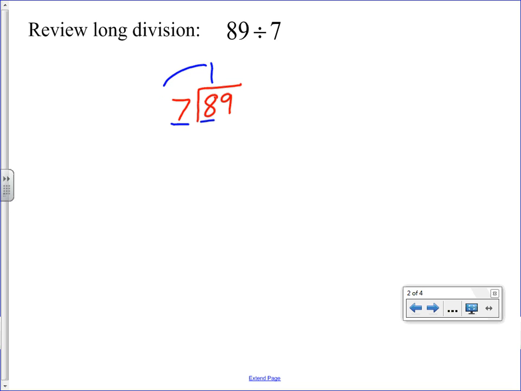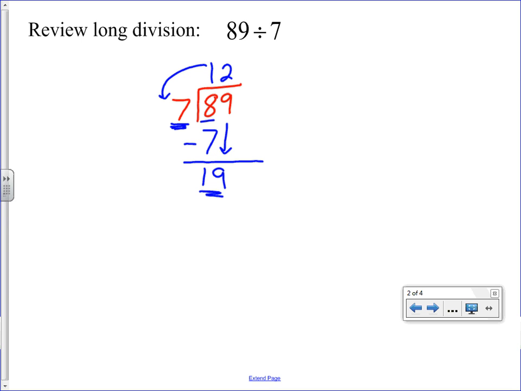And we do 1 times 7, which is 7, and subtract it from the 8 to get our remainder, which is 1. Bring down the 9, and repeat the same process. Ask yourself, how many times does 7 go into 19? Well, 7 goes into 19 2 whole times.